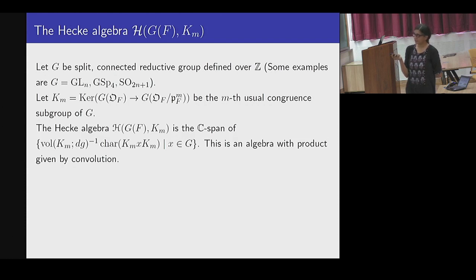Then this Hecke algebra is the C-span of the characteristic functions, where you look at the double cosets of K_m in G(F), and you look at the characteristic functions of these double cosets. Normalized with respect to a fixed Haar measure, this is the Hecke algebra H(G(F), K_m). So this basically contains functions that are both left and right invariant with respect to K_m. And this is an algebra with respect to convolution. Okay?